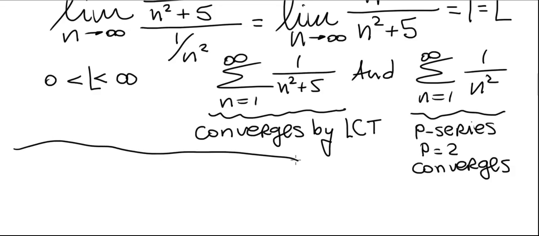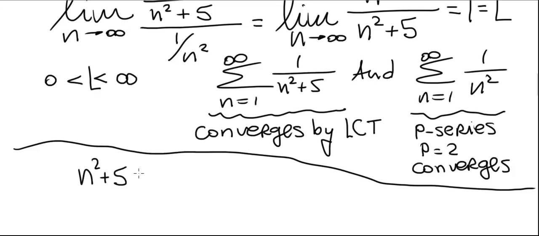Now, to use the regular or direct comparison test, we note that n squared plus 5 is always bigger than n squared, and this is for any n greater than or equal to 1. Since the left hand side has n squared, so does the right, but the left hand side also has an extra 5 added every time.